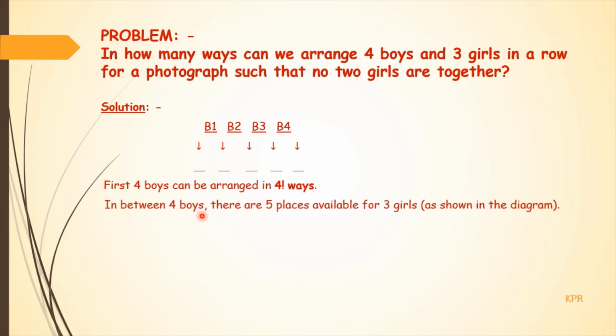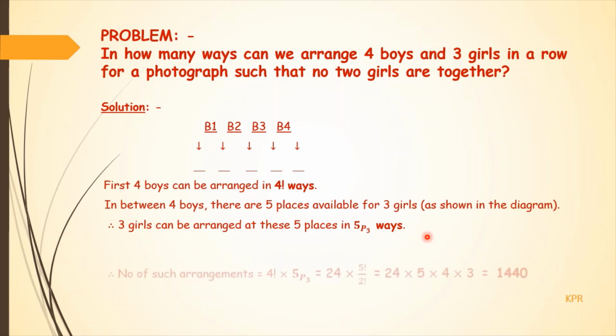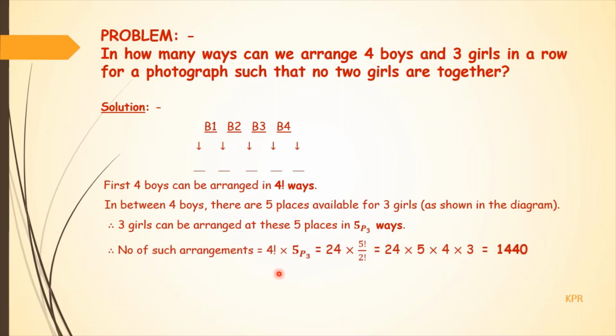Next, in between the 4 boys, there are 5 places available for 3 girls as shown in the diagram. These 3 girls can be arranged at these 5 places in 5P3 ways. Therefore, the number of such arrangements is equal to 4 factorial multiplied by 5P3.